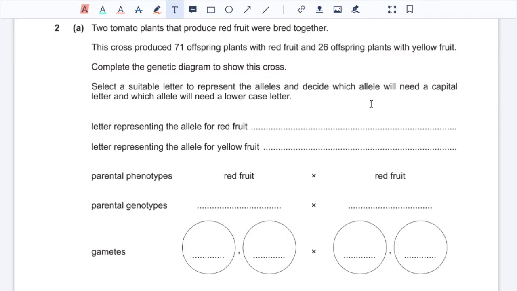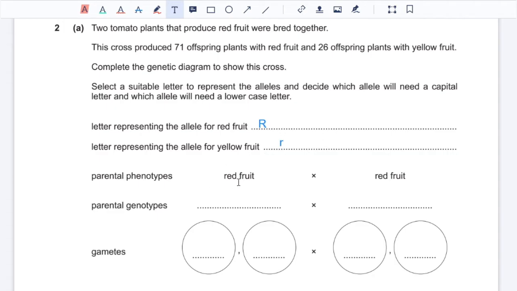Select a suitable letter to represent the alleles and decide which allele will need a capital letter and which will need a lowercase letter. So I'll be using R for representing the allele for fruit color, and capital R to represent red color, since most of the offspring are red in color, meaning that this allele is dominant. And small r for yellow fruit.